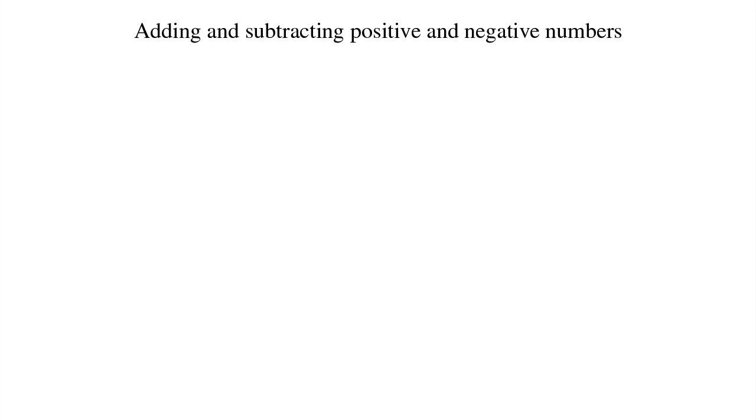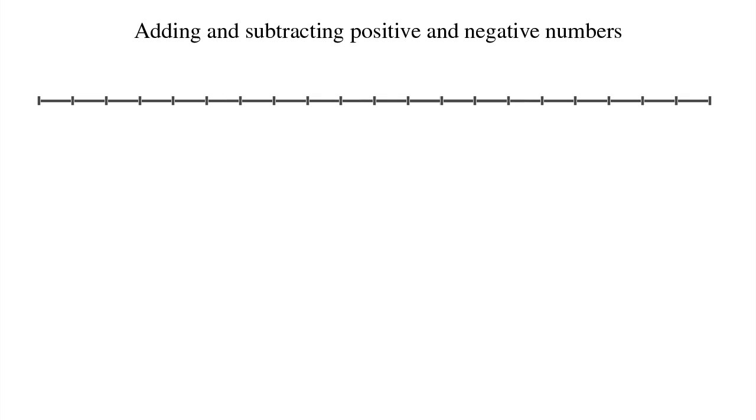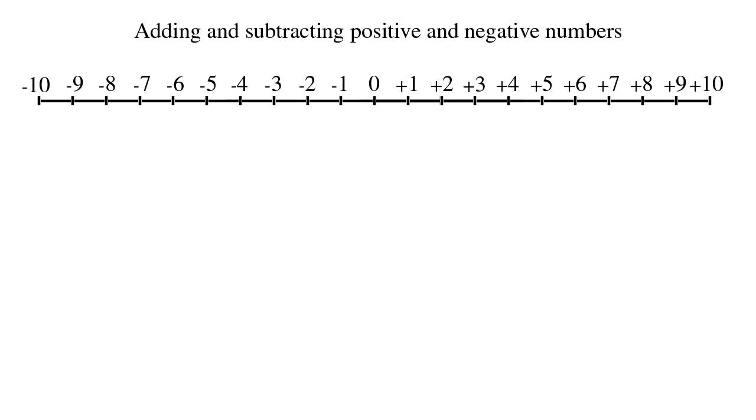All real numbers are either positive or negative. Positive numbers are those that are greater than 0, negative numbers are those that are less than 0. We can easily see this on a number line. Here we have a simple number line with 0 in the middle. Positive numbers are to the right, negative numbers are to the left.